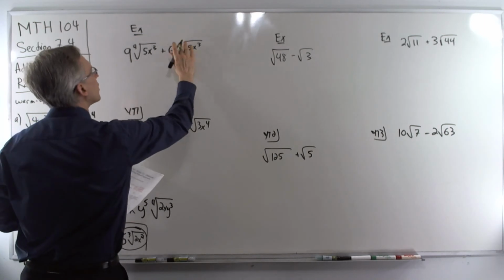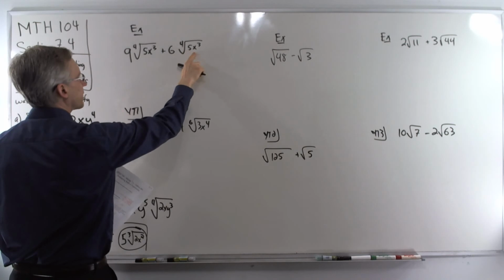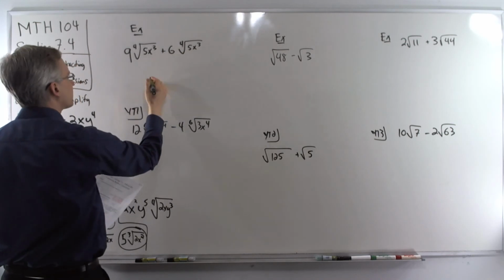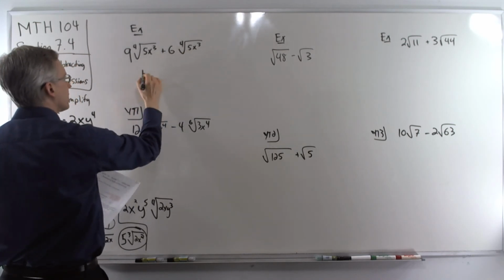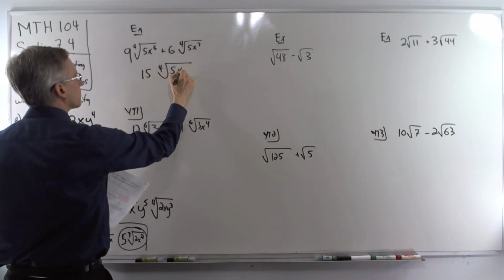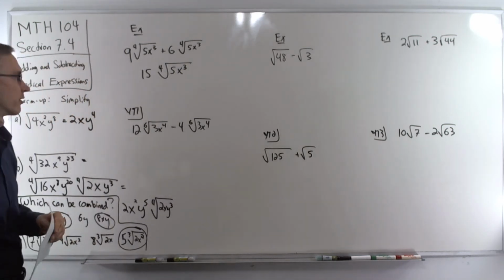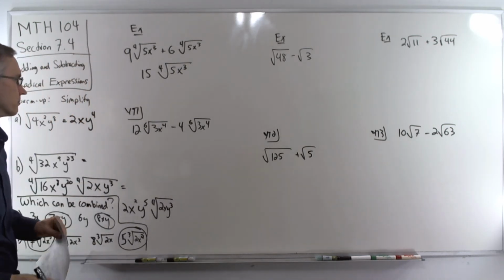Should be a 4. All right, so we've got these things called fourth roots of 5x to the 3rd. And those are the things we're adding together. We have 9 of them, 6 of them, so that gives us 15 of these things. So 15 times the fourth root of 5x to the 3rd power. Your turn, number 1.